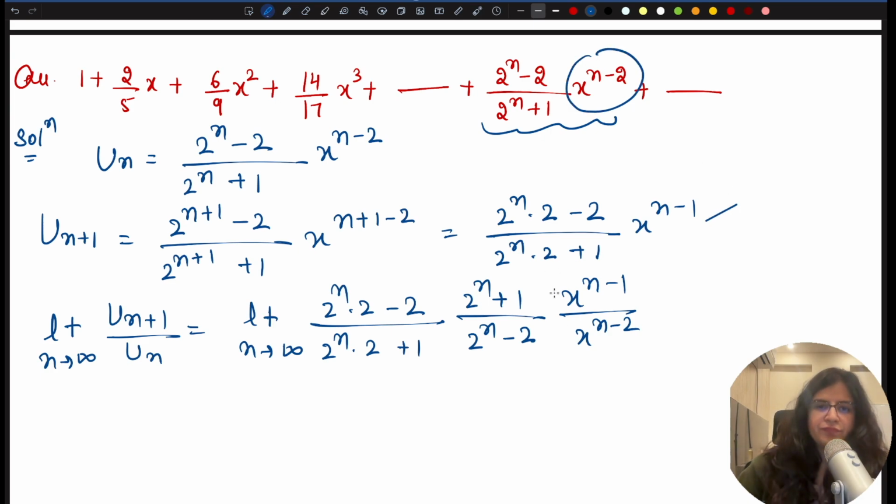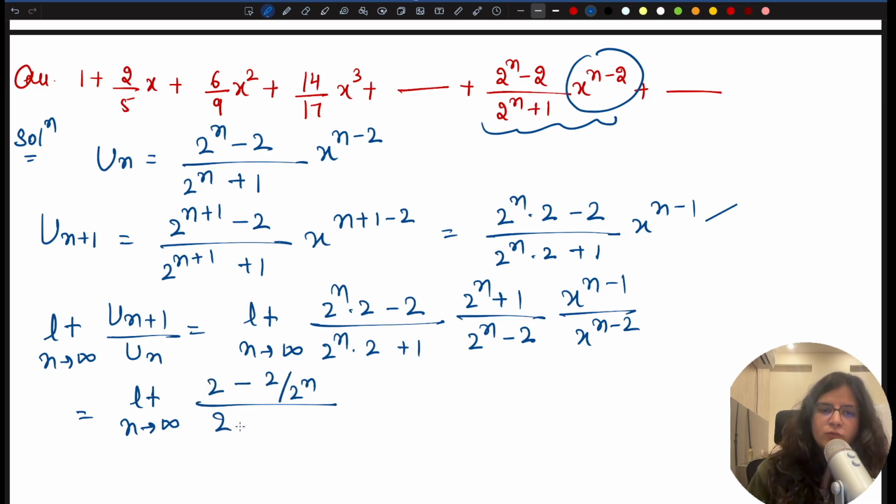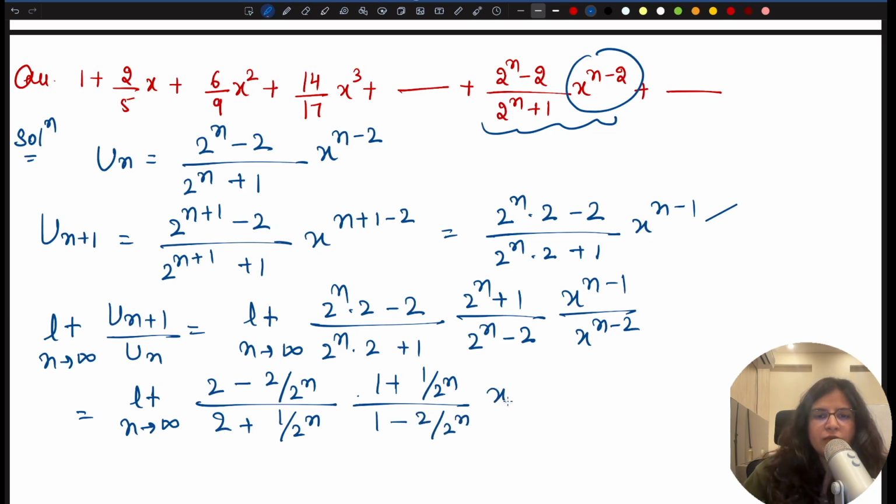So isn't it equal to the limit as n tends to infinity? You can take 2 to the power n out here. So this will be (2 minus 2 by 2 to the power n) divided by (2 plus 1 by 2 to the power n). Here also I can write it as 1 plus 1 by 2 to the power n, and 1 minus 2 by 2 to the power n, and it will be x to the power n minus 1 minus n minus 2.